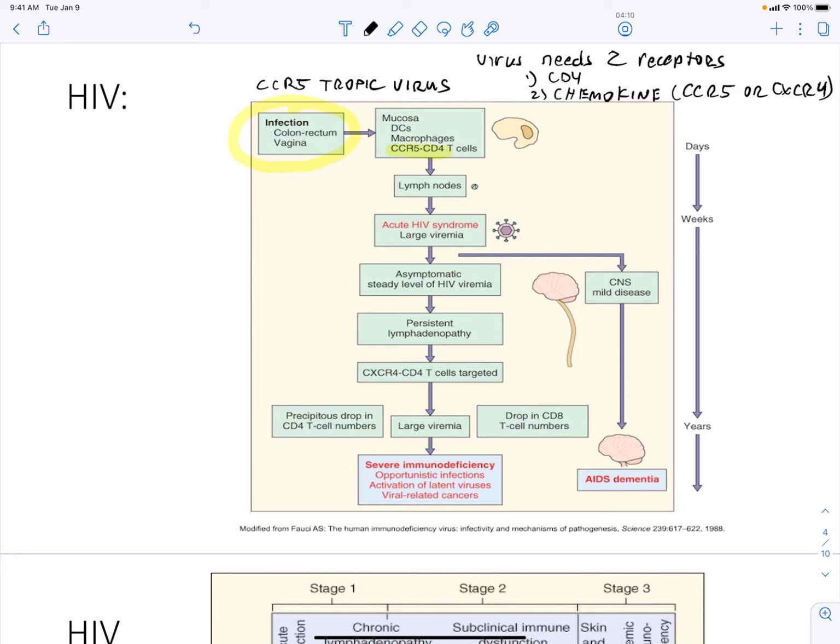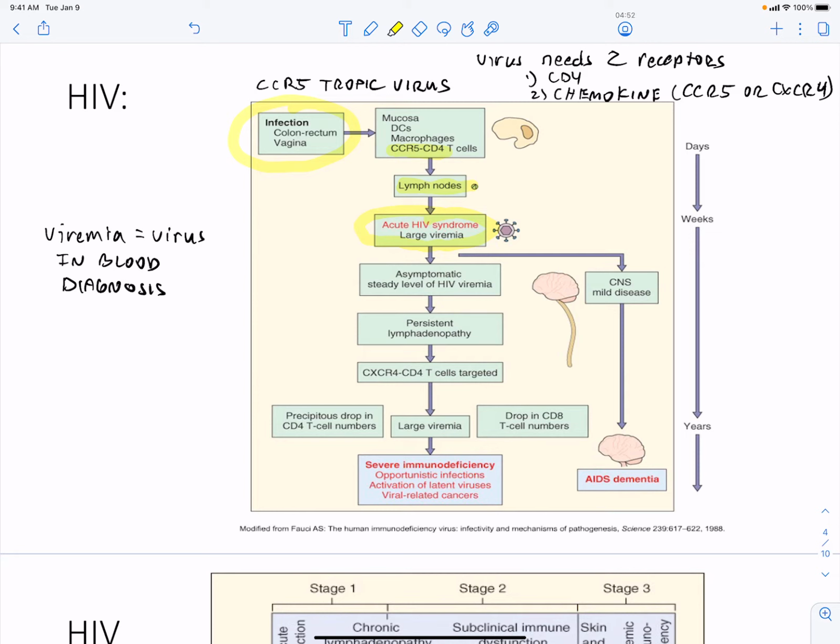Now, once you do get the virus infection, your cells are going to be able to move around. And so your cells infected with the virus are going to go to the lymph nodes, and the virus is going to spread to other cells in the lymph nodes. You're going to get acute HIV syndrome, which means you have a large viremia. Viremia, of course, is virus in the blood. And this can be used for diagnosis. And then the blood is going to transmit the virus further.